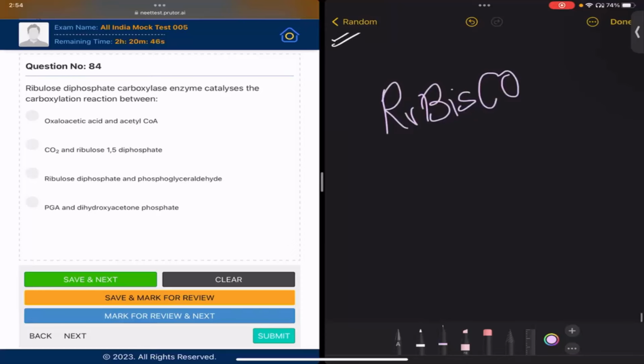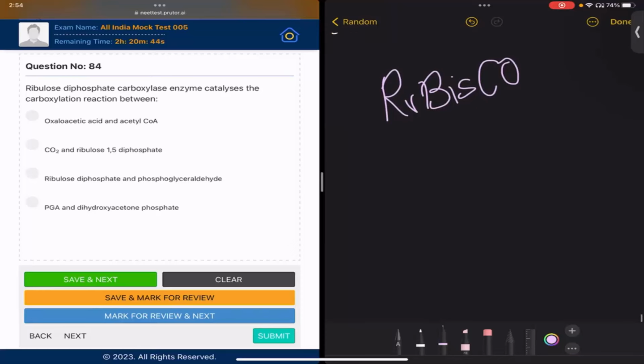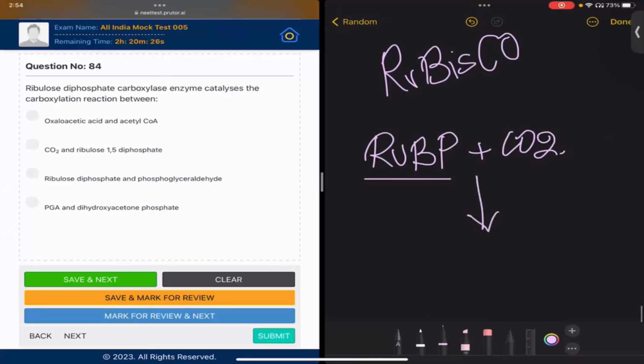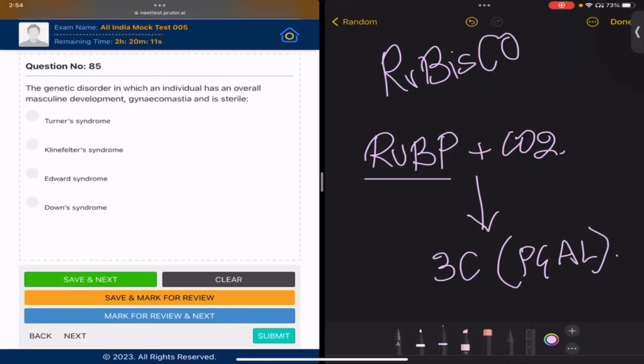Catalyzes carboxylation reaction between Rubisco जो है convert करवाता है RUBP plus CO2. Ribulose biphosphate को CO2 के साथ मिला के it gives you a product जो कि होता है तुम्हारा 3 कार्बन का phosphoglyceraldehyde. Okay, so this should be the, okay, this is the product, sorry. Ribulose 1,5 diphosphate होना चाहिए, ये होना चाहिए आंसर.